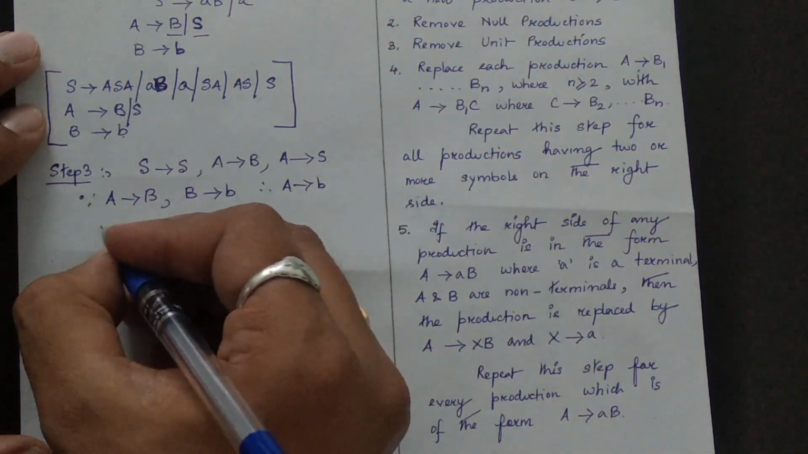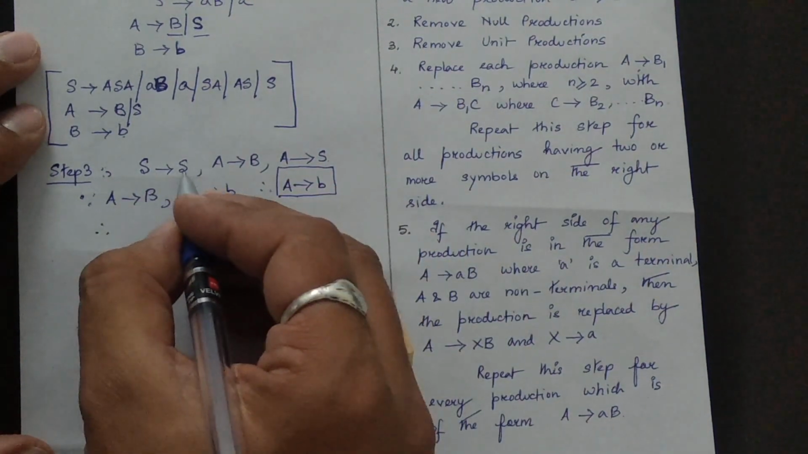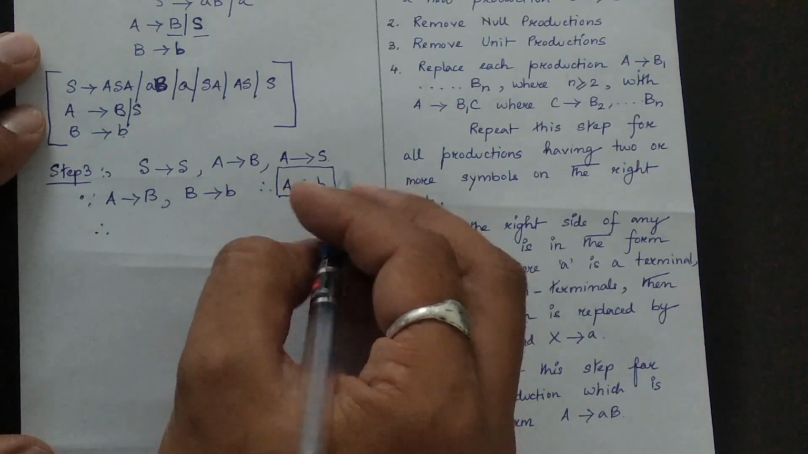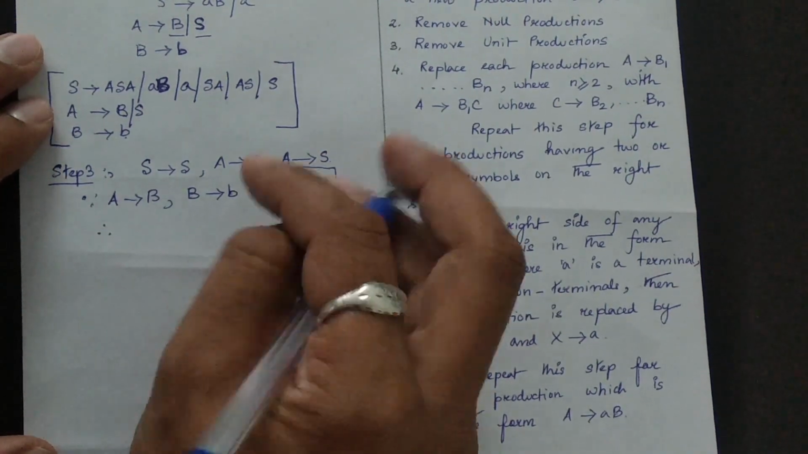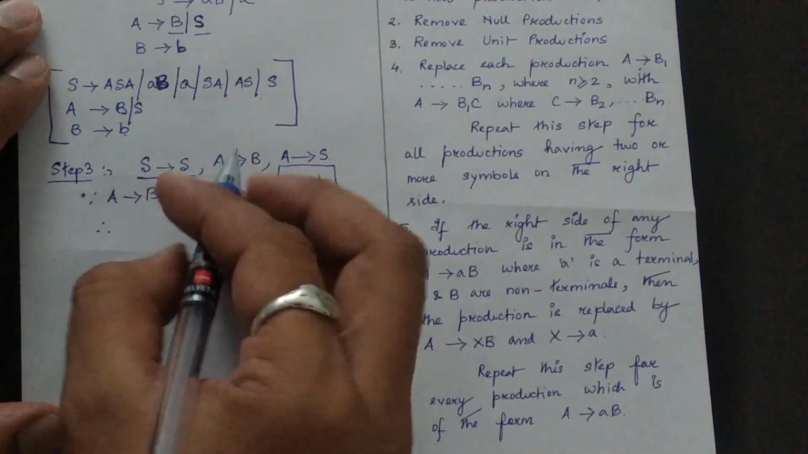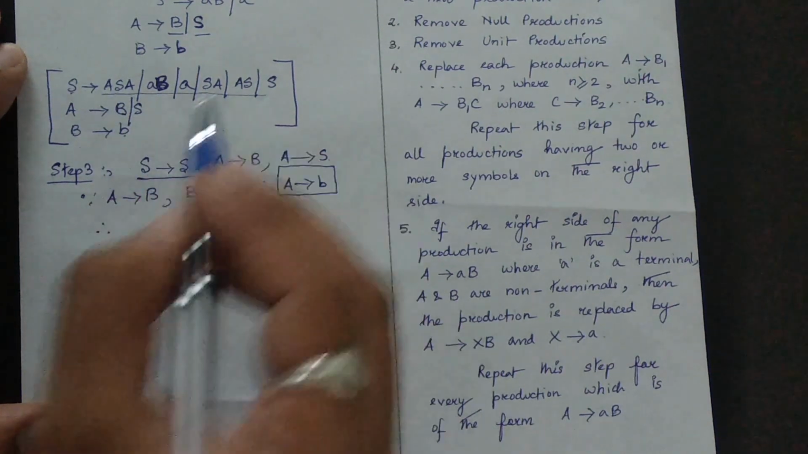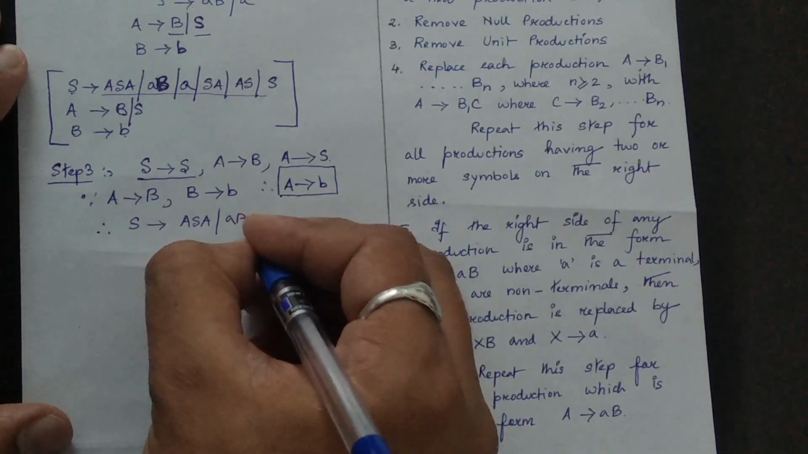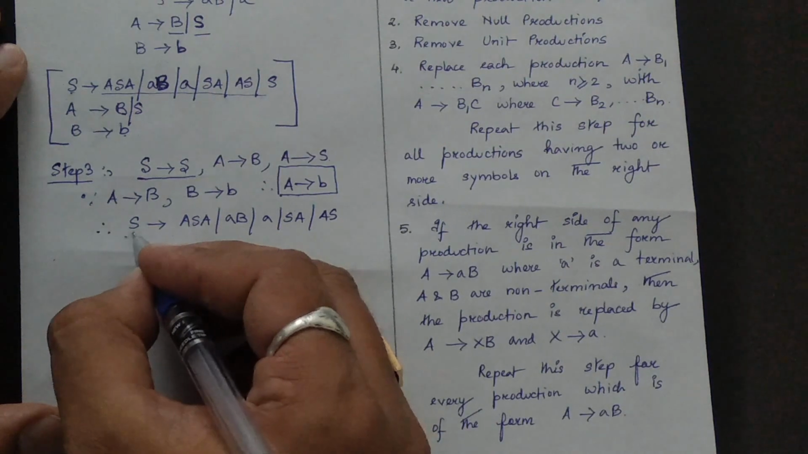Therefore, now A tends to B will be the removal, right? Now S tends to S and A tends to S, correct? So I can also write like this, since A tends to S and S tends to S, okay? Now we are considering this part. See, now S tends to S, capital letter S tends to S, and we know that capital letter S tends to this entire part, correct? So I can use this. So it will be like S tends to ASA, AB, ASA, AS. Clear? So we got this S, and S has been removed by all.